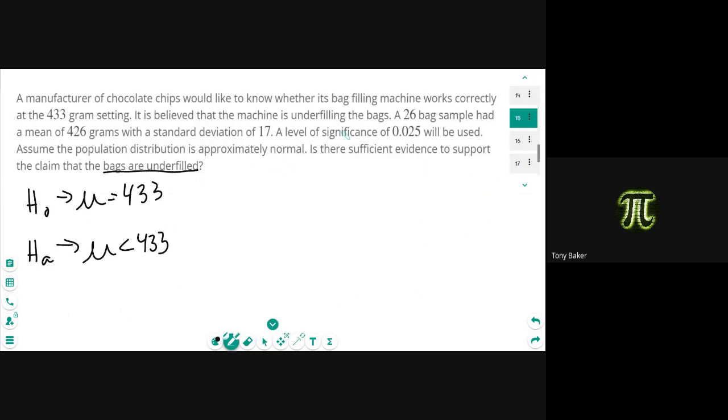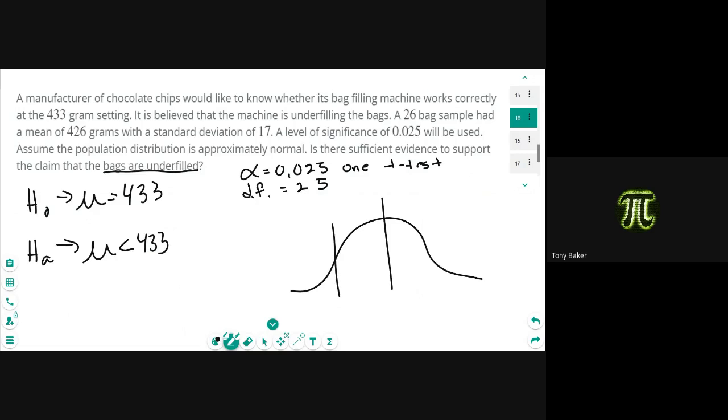All right, so we're looking at a significance level of 0.025. We have one-tailed or two-tailed? One-tailed. Are we using Z or T? T, because we have the sample standard deviation. So I need my degrees of freedom, which will be 25. It's 26 minus 1. So we're looking for a number down here. That's my rejection region. So one-tailed 0.025, 25 is 2.060.